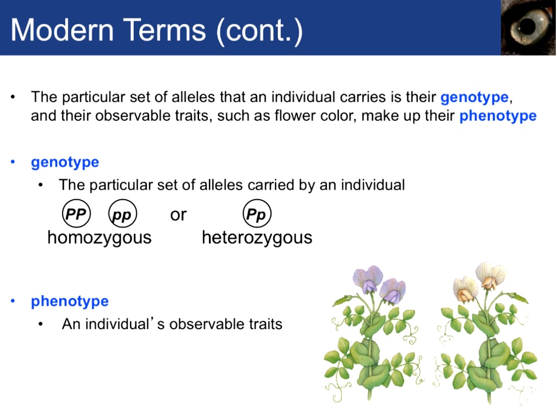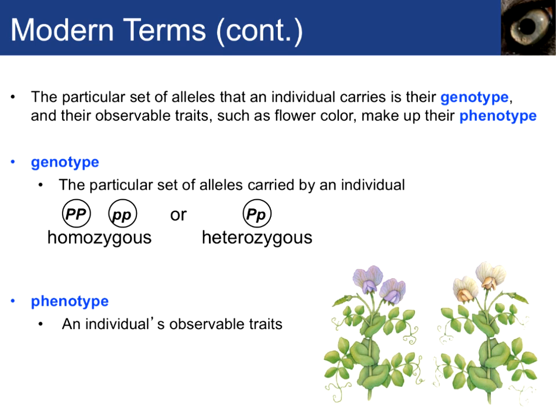So the particular set of alleles that an individual carries is called the genotype. So for instance, in a pea plant, the gene that codes for flower color can be either homozygous with two capital P's or two lowercase p's, or it can be heterozygous with one capital P and one lowercase p. And the specific alleles for the flower color that the chromosomes carry is the genotype for that gene.